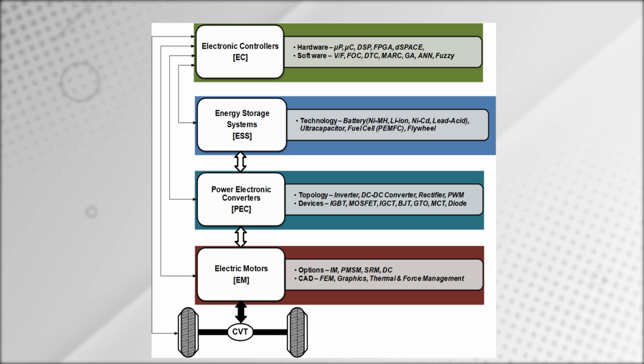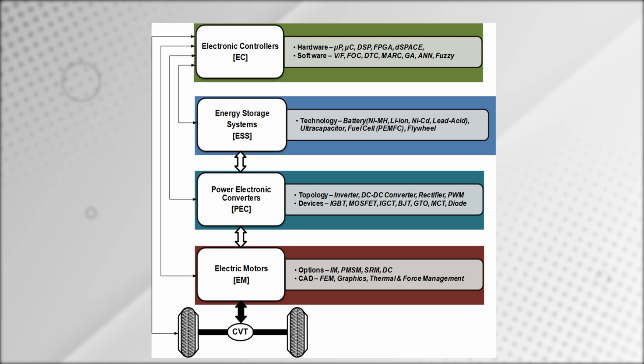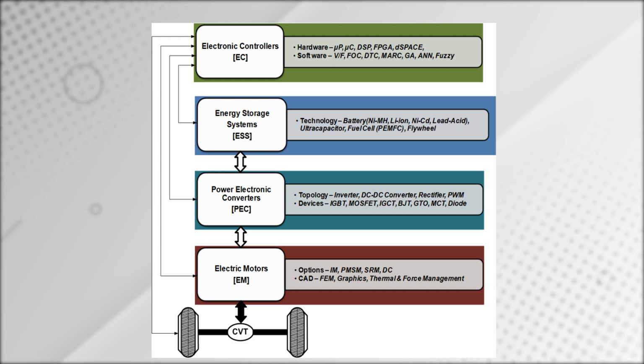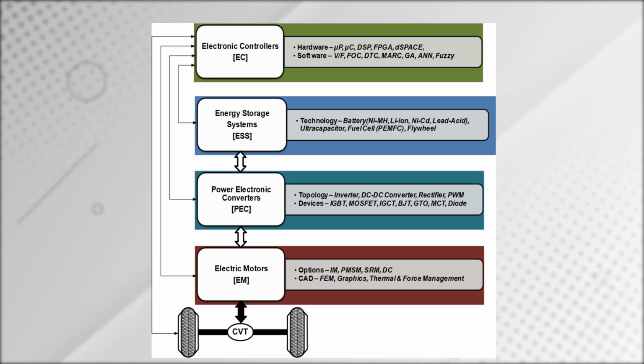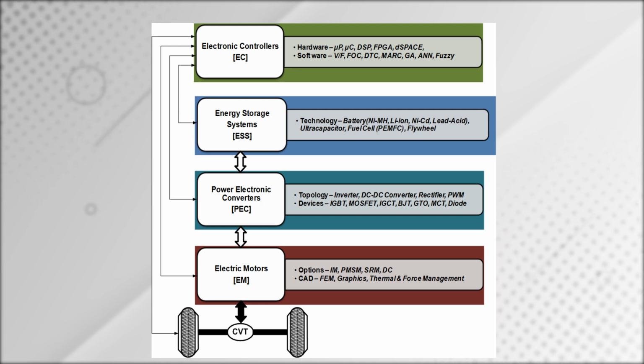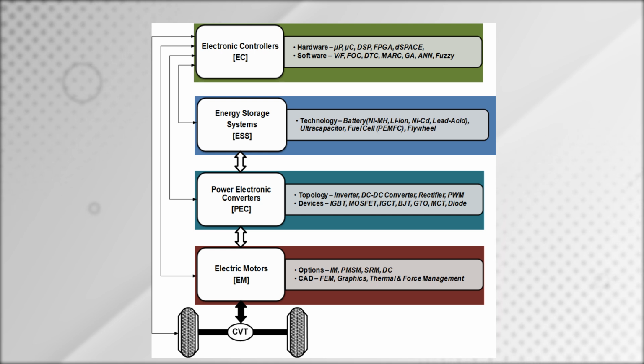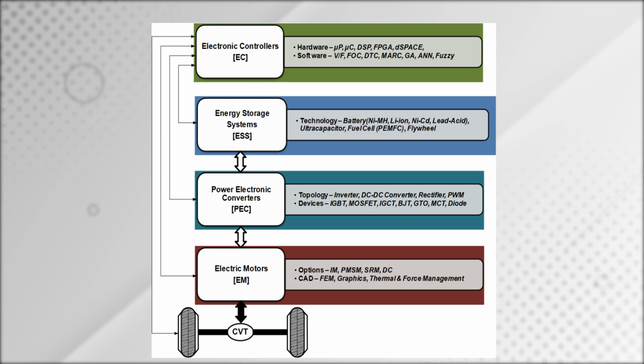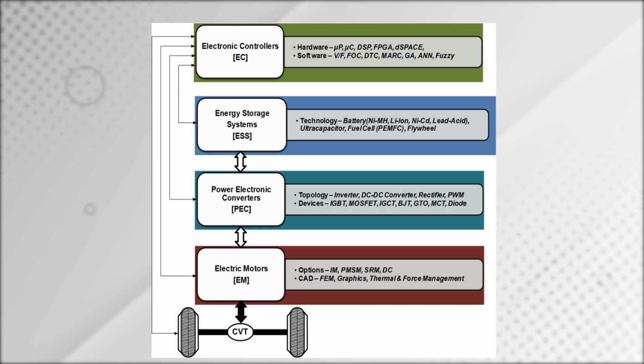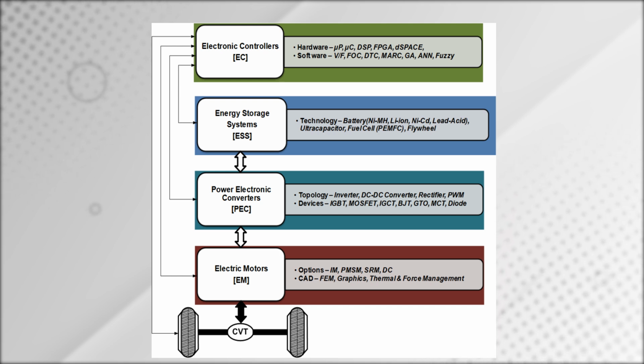Another most important component is the electric motor. The available options for electric motors are the induction motor, permanent magnet synchronous motor, switched reluctance motor and DC motors, and different design methods and tools are available for designing these motors, such as the finite element method, etc. So, the effective integration of these components is crucial for the electric propulsion system to compete with the traditional internal combustion engine based mechanical propulsion system.